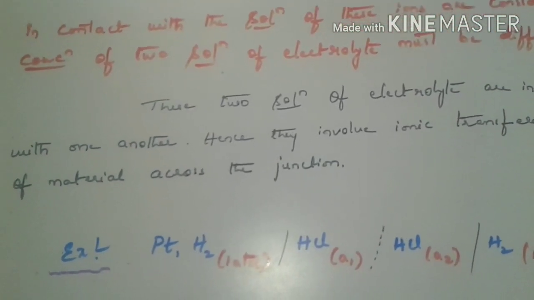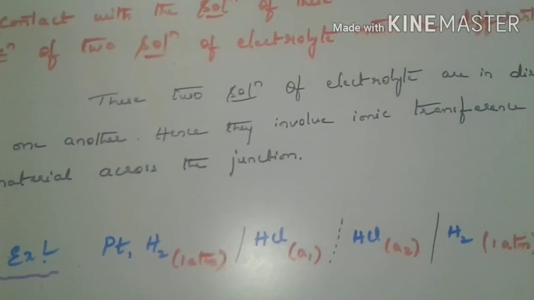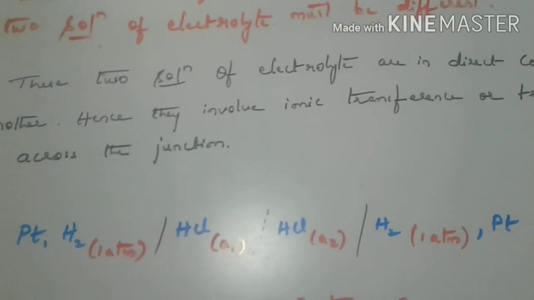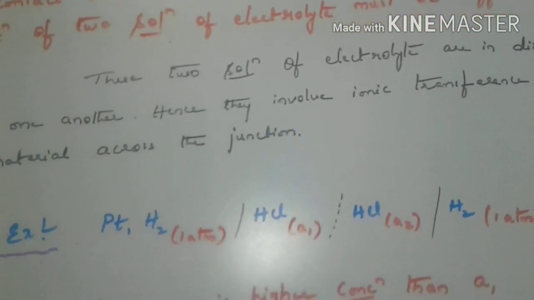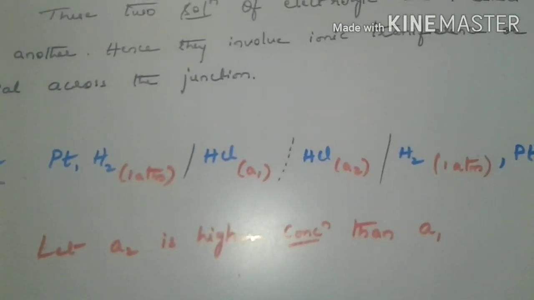For example, Pt, H2 (1 atmosphere) | HCl (A1) | HCl (A2) | H2 (1 atmosphere), Pt. Let A2 be the higher concentration than A1.